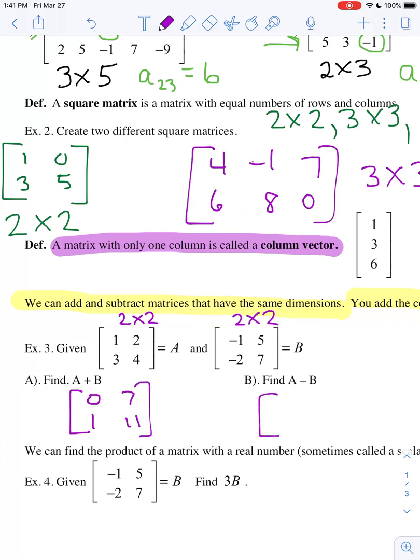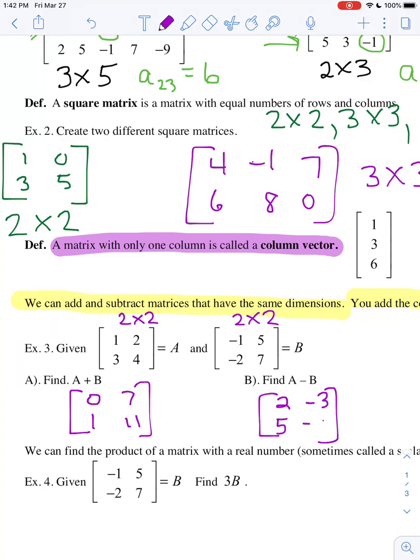Then here we go. You just have to be careful with subtraction. I'm going to do 1 minus a -1, so that's 1 plus 1 is 2. 2 minus 5 is -3. 3 minus a -2 becomes 3 plus 2, which is 5. And 3 minus 7 is -4.